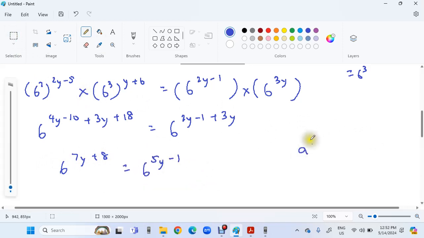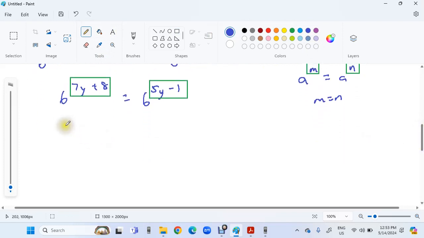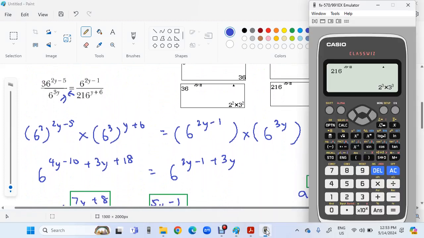So we have a to the power of n equal to a to the power n. Then we compare here. So we do the comparison here. So we have 7y plus 8 equal to 5y minus 1. So we have 2y equal to negative 9. So y is negative 4.5.